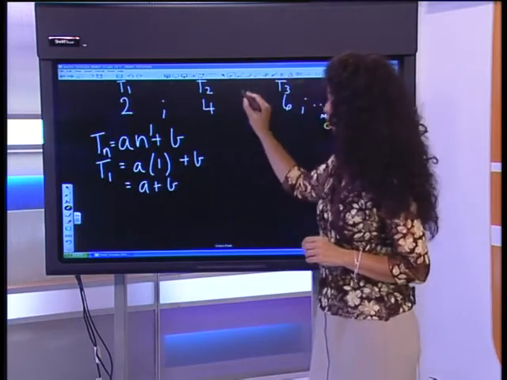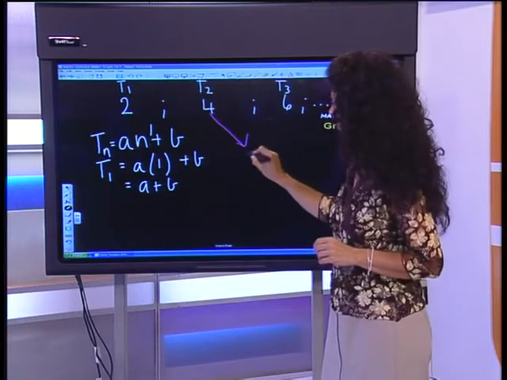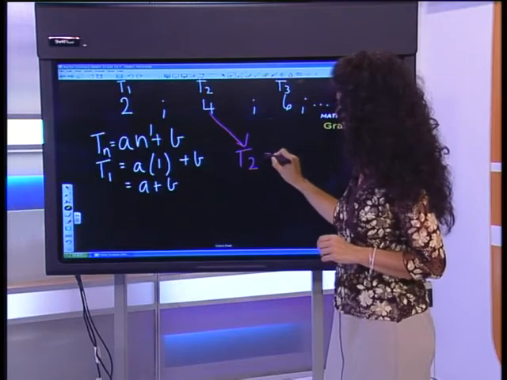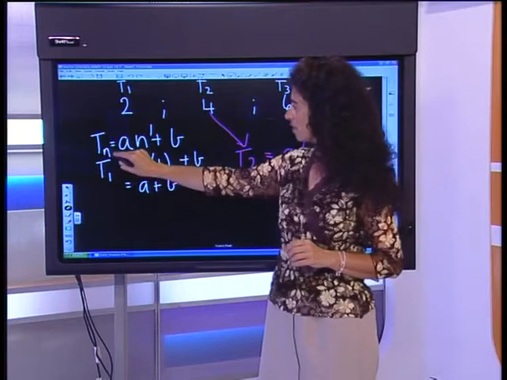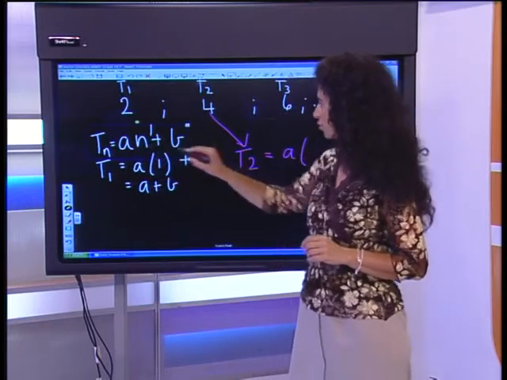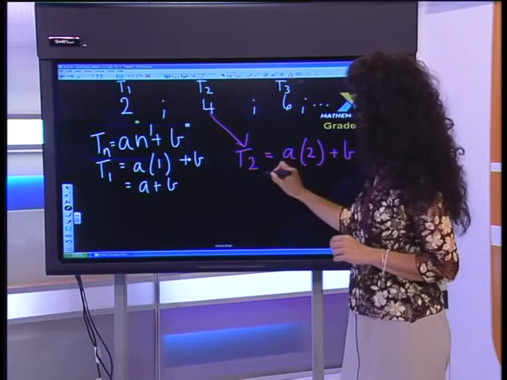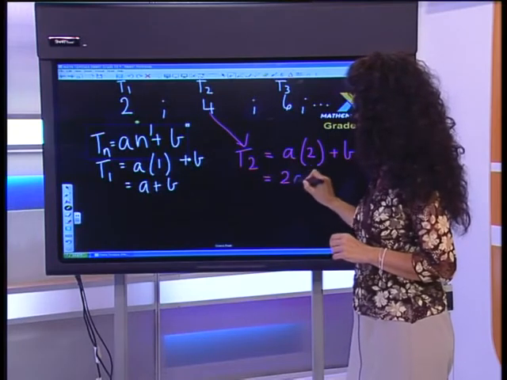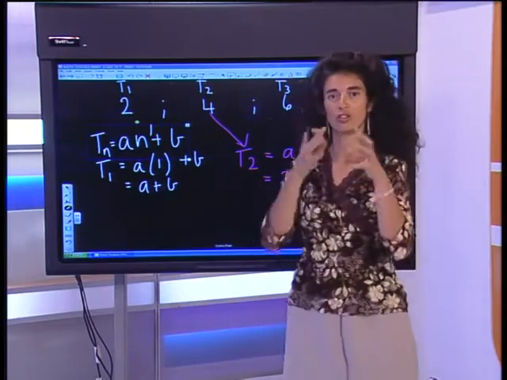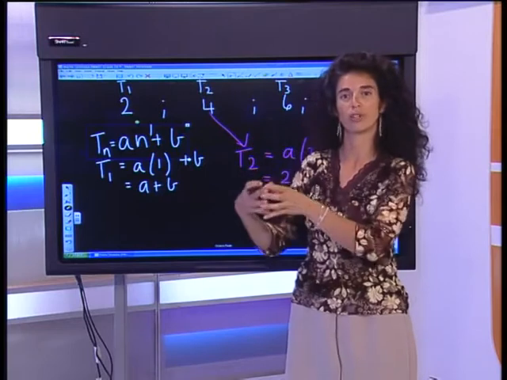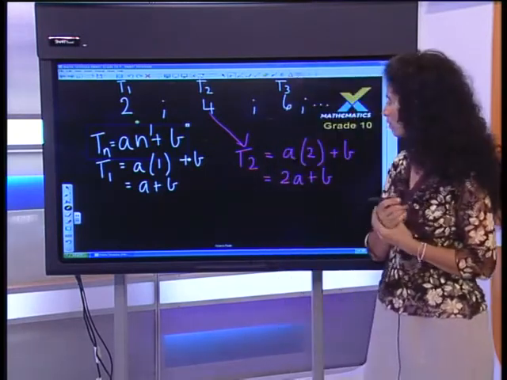If we look at T2, remember n stands for the term that I'm looking at, n is 2, plus b. So now I get T2 as 2a plus b. In other words, I have formulated a general T1 and a general T2. In all cases, my T1 will always be a plus b, and T2 will always be 2a plus b.